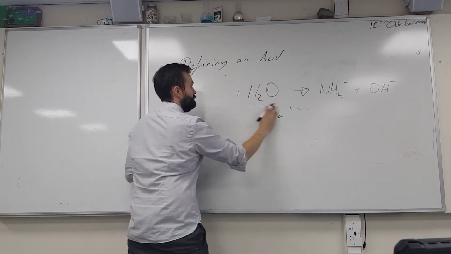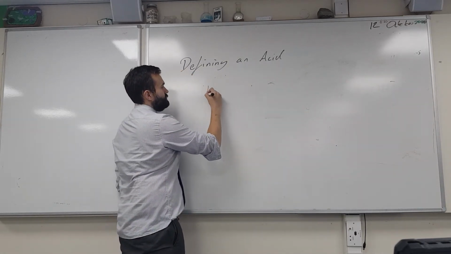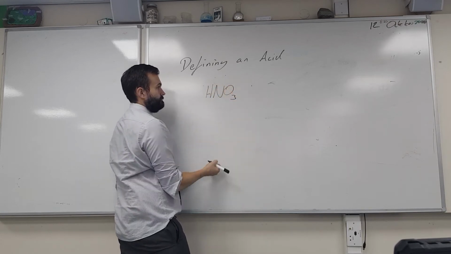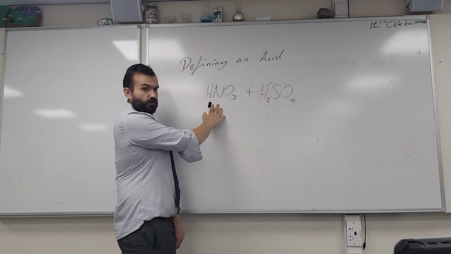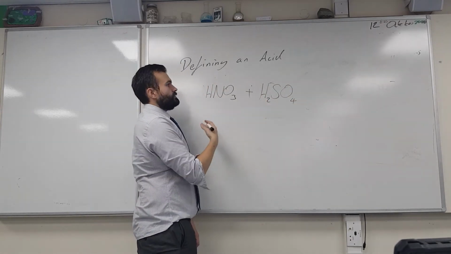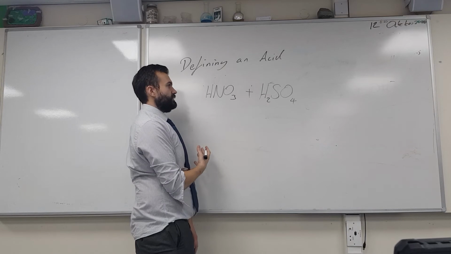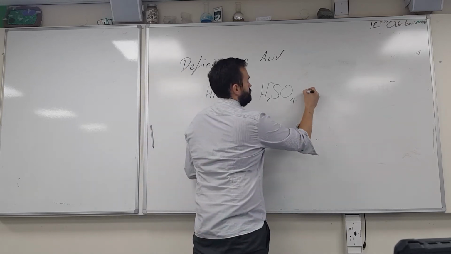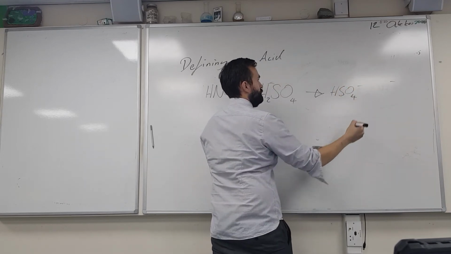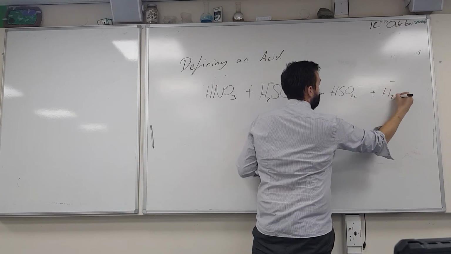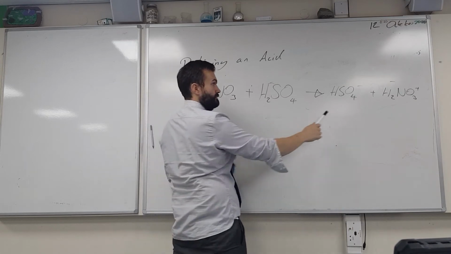But what we can also get is if we have two traditional acids, so if we have HNO3 and we have H2SO4, so we've got nitric acid and we've got sulfuric acid. We would immediately think they're both acids, but if we mix them together, one is going to act like an acid and one is going to act like a base. So if we mix those together, we actually get HSO4 minus and we get H2NO3 plus.